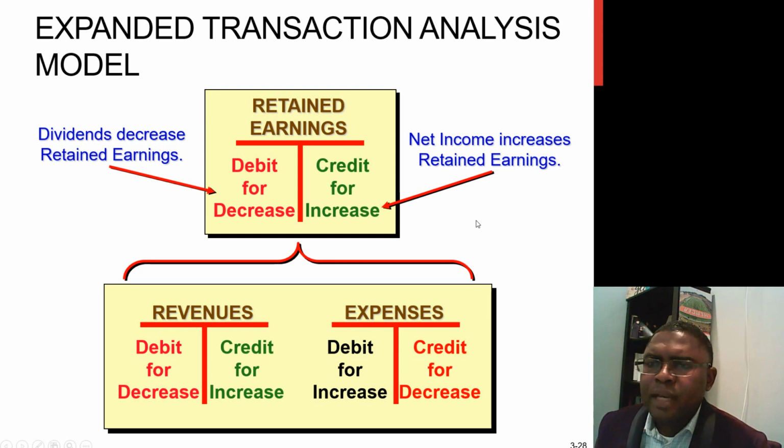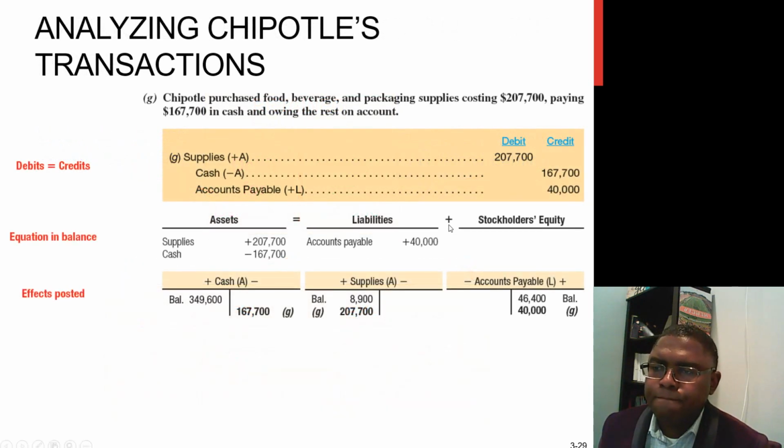We introduce ourselves to two new accounts in this chapter, which is revenue and expenses, because these are the accounts that will end up in the income statement. And for revenue, we said increases in revenue is going to take a credit balance, whereas for expenses, increases in expenses take a debit balance.